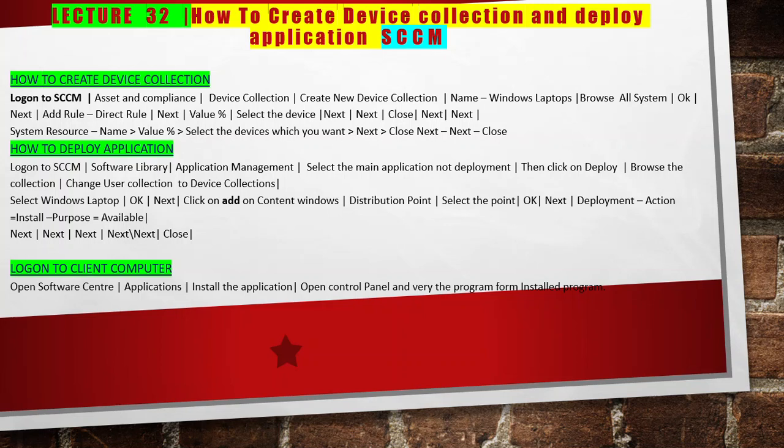So in this video I'm going to show you how we can create a device collection and deploy an application in SCCM. In our last video we created a 64-bit application, then we created a 32-bit application. So now we are going to create a device collection and we'll deploy the application and test the application on a client computer. So just go back and log on to your SCCM server.